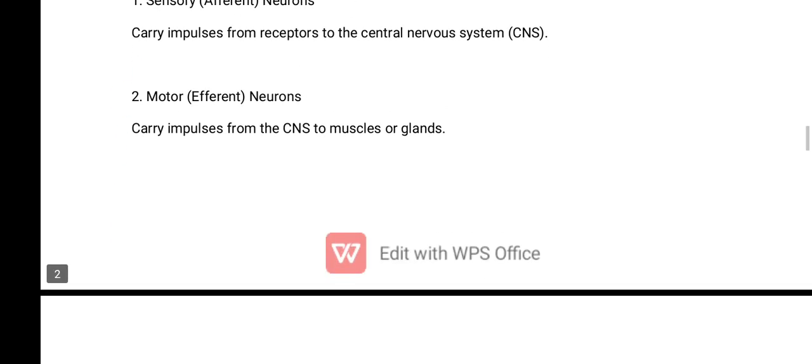Now the second one is the motor neurons, or the efferent neurons. These neurons carry impulses from the central nervous system to the muscles or glands. Note the differences. Sensory neurons carry impulses from receptors to the central nervous system. Motor neurons carry impulses from the central nervous system to the muscles or the glands.